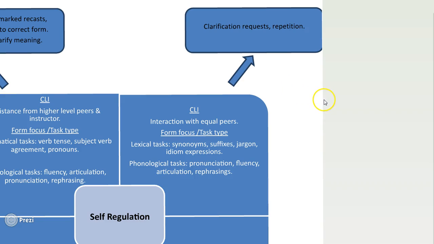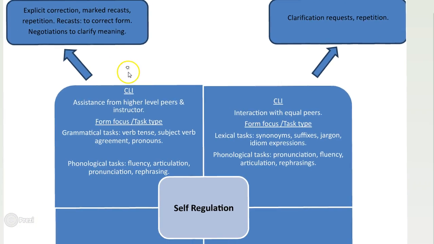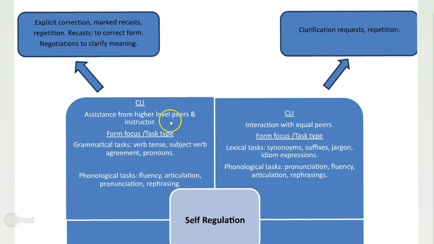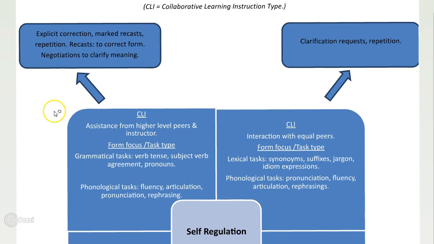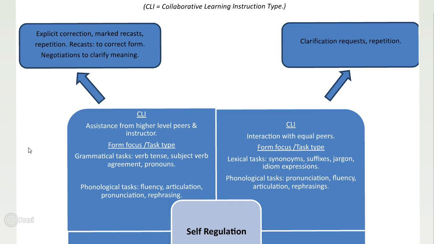Whereas if you were focusing on verb tense, subject-verb agreement, pronouns, again, fluency, articulation, or rephrasing, and this is interaction where a student is receiving assistance from higher level peers or the instructor, then explicit correction, marked recast, and repetitions are best used to correct form, whereas negotiations encourage students to clarify their meaning or rephrase what it is that they were trying to say.